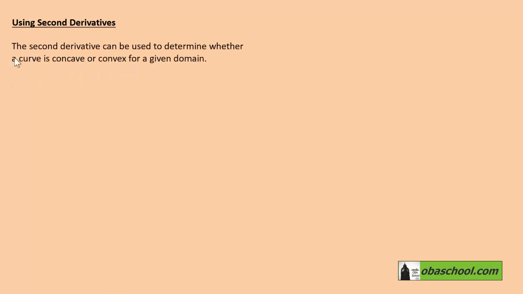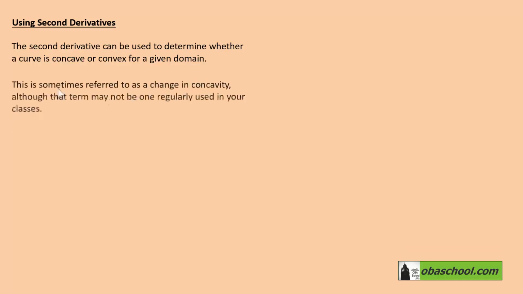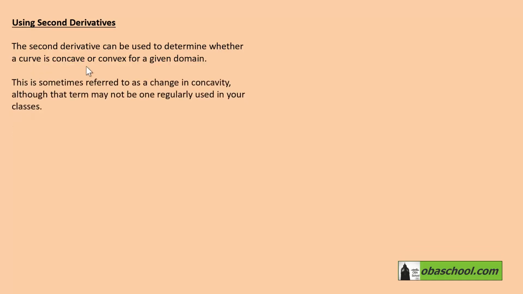Using second derivatives. The second derivative can be used to determine whether a curve is concave or convex for a given domain. When a curve changes in this way, it's sometimes referred to as a change in concavity, although that term may not be one regularly used in your class. So what do we mean by this?